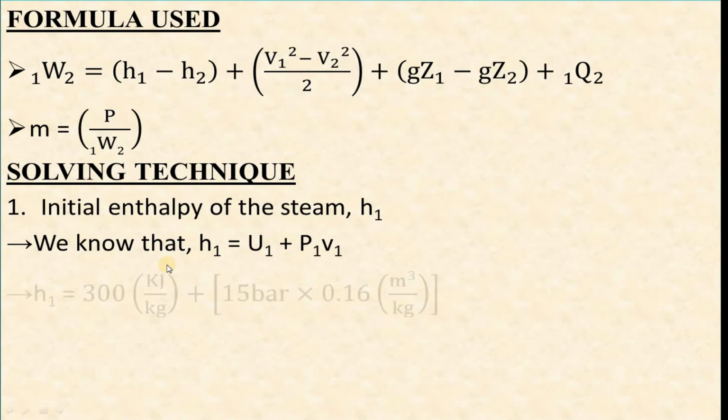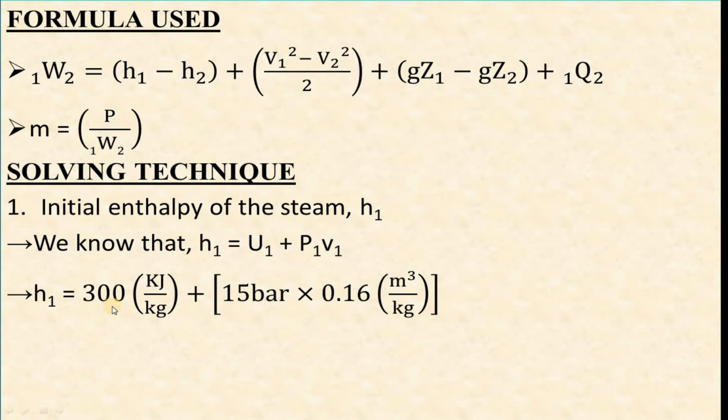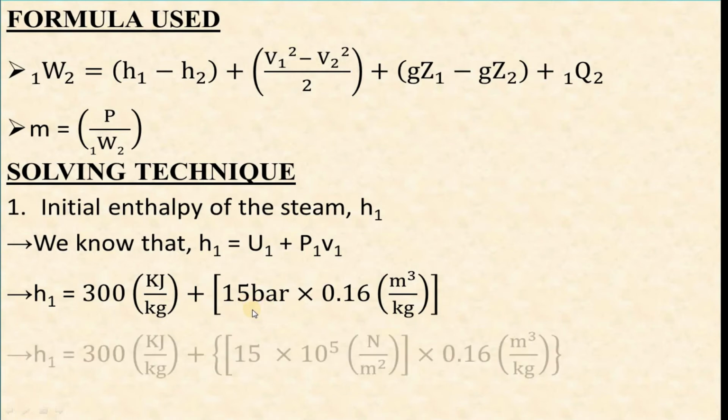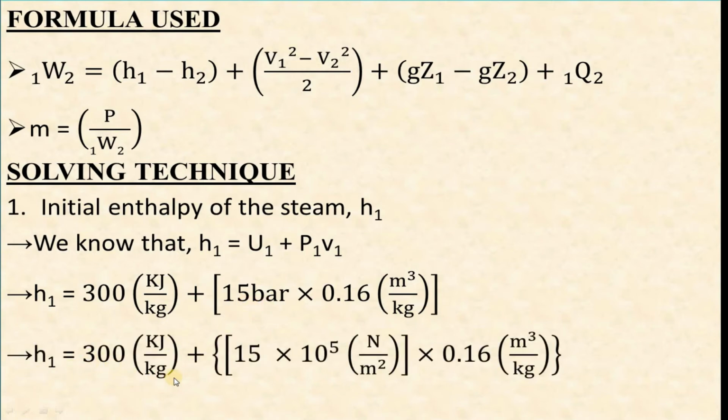So the next step will be H1 is equal to 300 kilojoule per kg plus 15 bar into 0.16 meter cube per kg. In this RHS, bar is nothing but 10 power 5 Newton per meter square. Therefore, I am going to rewrite this 15 bar as 15 into 10 power 5 Newton per meter square. So the next step will be H1 is equal to 300 kilojoule per kg plus 15 into 10 power 5 Newton per meter square into 0.16 meter cube per kg.